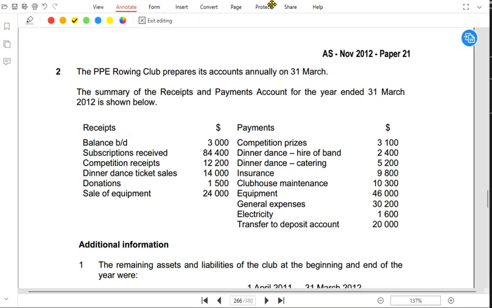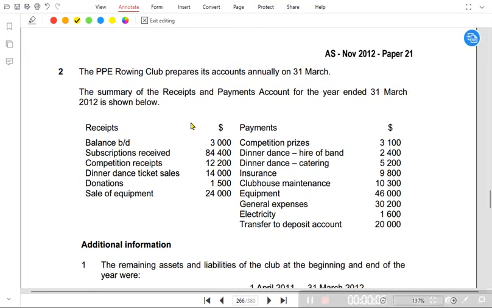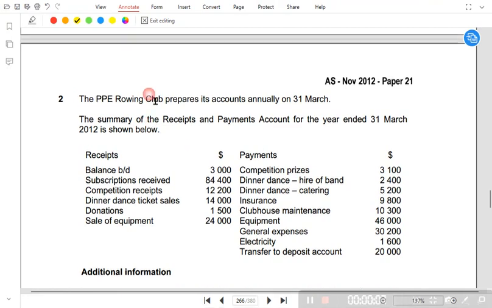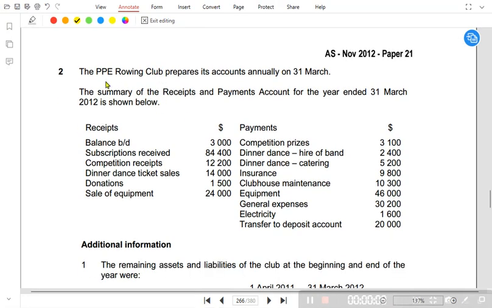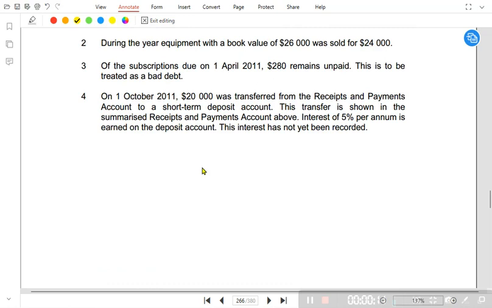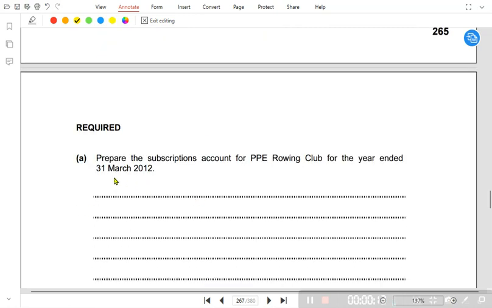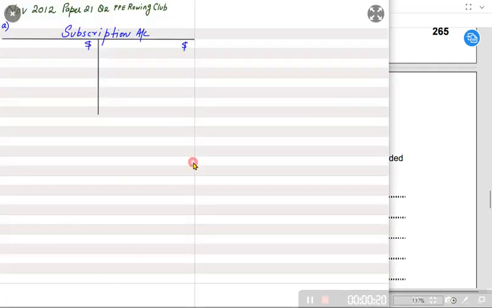Alright beta, there is another question with the name of PPE Rowing Club, that is question number 2. For which we need to do the first requirement, part A. We need to prepare the subscription account. Now you may be aware, beta, subscription is an income for the club. And for income, we always make an APA account, accrued, prepaid, prepaid, accrued. Now there can be two types of subscription. One is accrued income and one is prepaid income.